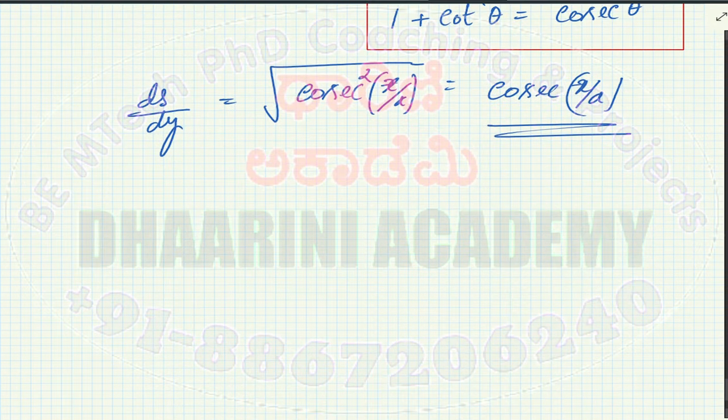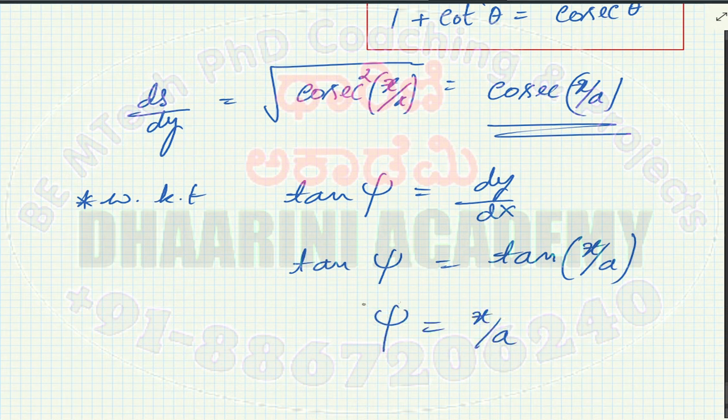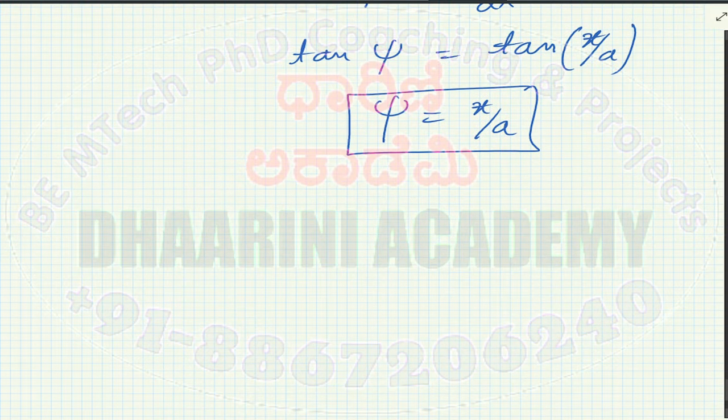Alright, then let's go to the third part of the question. We need to find psi, but we know something already. We know the tan of the psi angle: tan psi is nothing but dy by dx. So what is dy by dx? If we check the equation, dy by dx is tan of x by a. So we write tan psi is equal to dy by dx, which we just got as tan of x by a. So tan cancels, and psi becomes equal to x by a. This is the required answer. Very simple, just remember the equations and we can find the required answers.